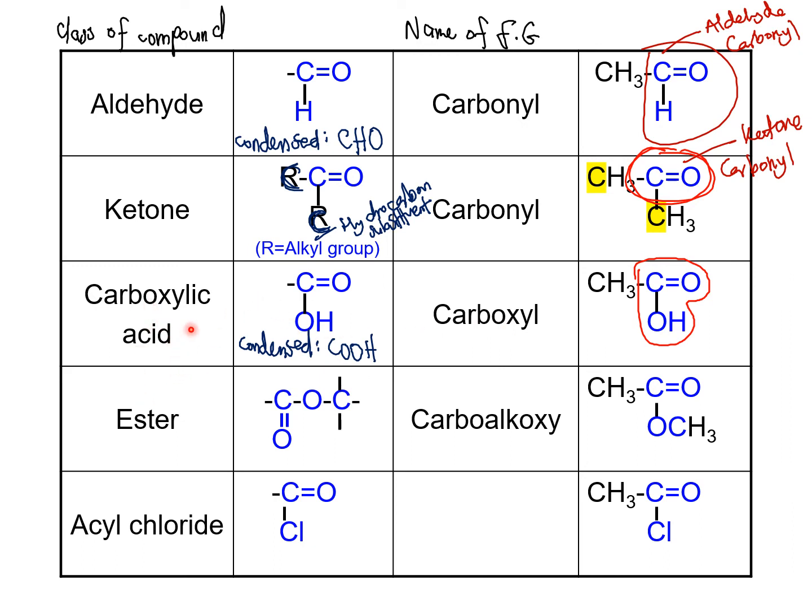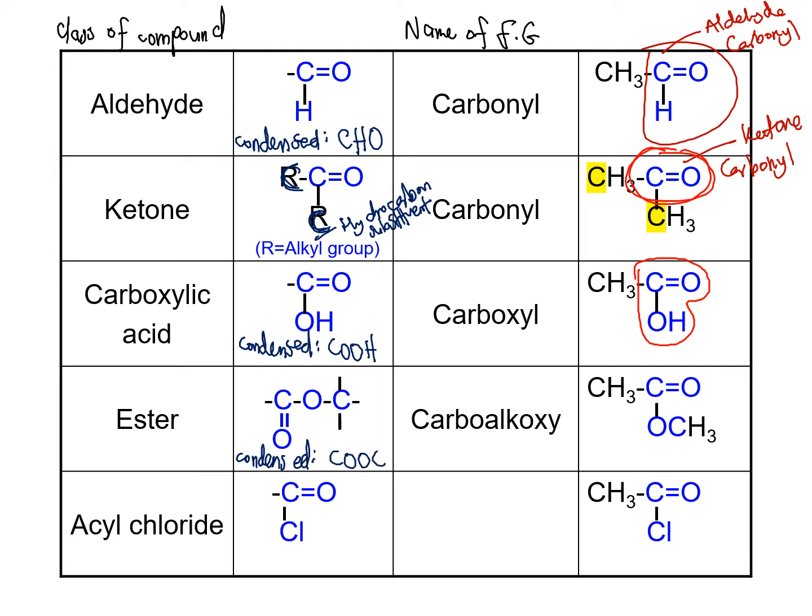Okay, next ialah ester. Okay, kalau ester, ni dia punya functional group looks like it is COOC. Okay, ataupun kalau let's say condensed structure dia normally it will be COOC.